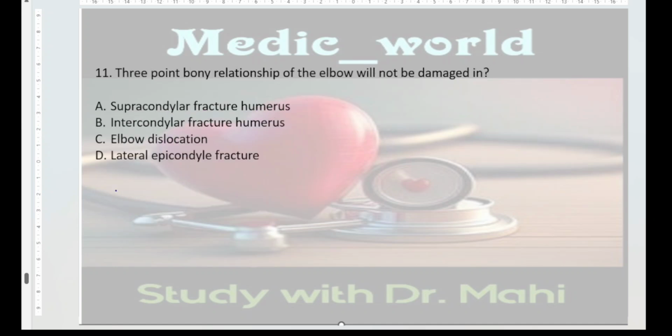Now the next question is: 3-point bony relationship of the elbow will not be damaged in? Answer to this question is supracondylar fracture of humerus. Because the 3-point bony relationship of the elbow is disturbed in all of the following. In elbow dislocation, it is disturbed. Lateral epicondyle fracture, it is disturbed. And intercondylar fracture of humerus is also disturbed.